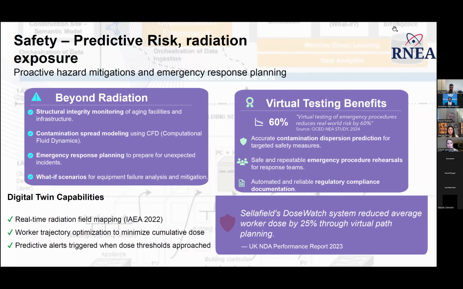Beyond procedural safety, the digital twin directly protects people as well. It enables real-time radiation field mapping. It can optimize worker trajectories to minimize cumulative dose, and it can trigger predictive alerts when dose thresholds are approaching. A real-world example is Sellafield's dose watch system, which uses virtual path planning and reduced average worker radiation dose by 25%, according to the UK NDA's 2023 performance report. And that's not just statistics, that's fewer health risks, fewer work interruptions, and more sustainable operations.